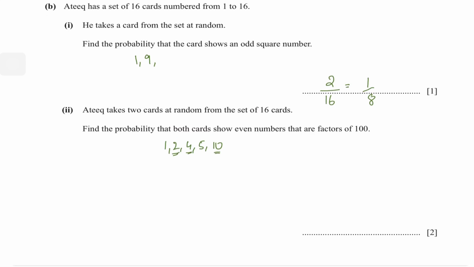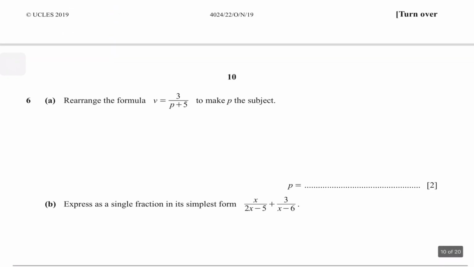So in the first attempt, the probability of getting a number that is an even factor of 100 is going to be 3 upon 16, and then in the next one it's going to be 2 upon 15. Since we're doing paper 2, there's no point in simplifying it. Let's just do it directly in our calculator. 3 divided by 16 times 2 divided by 15 is equal to 1 upon 40. So 1 upon 40 is our final answer.